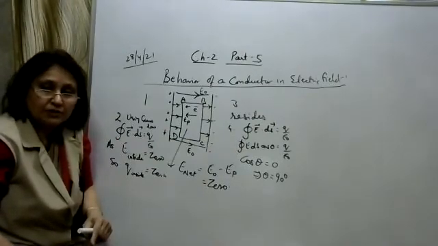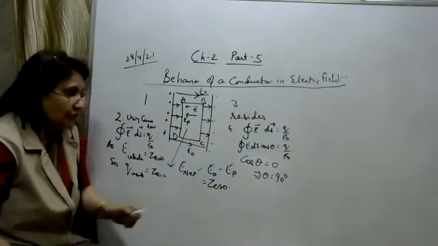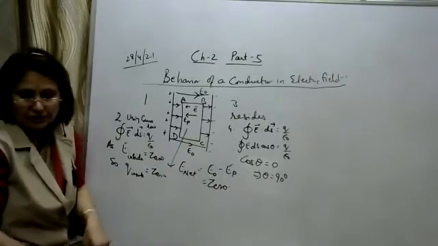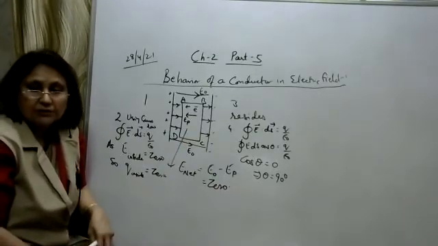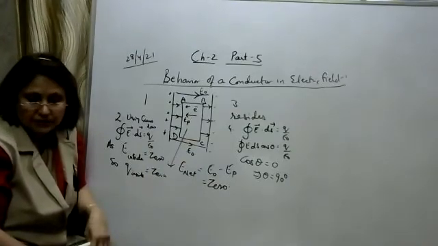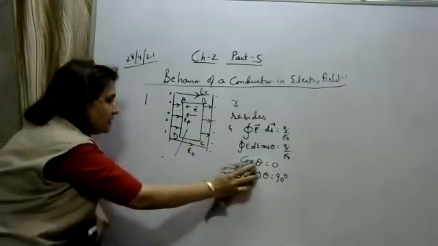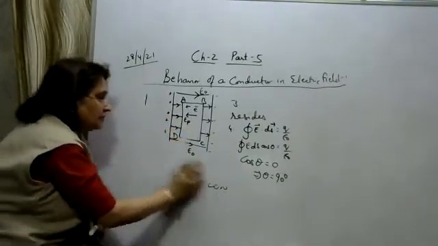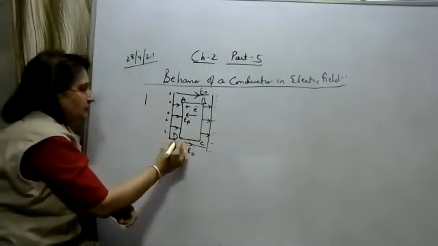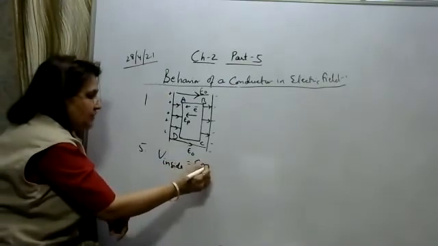Write the next point. Now let's find out the potential inside the conductor. Write down the fifth point: the electric potential inside the conductor is constant.